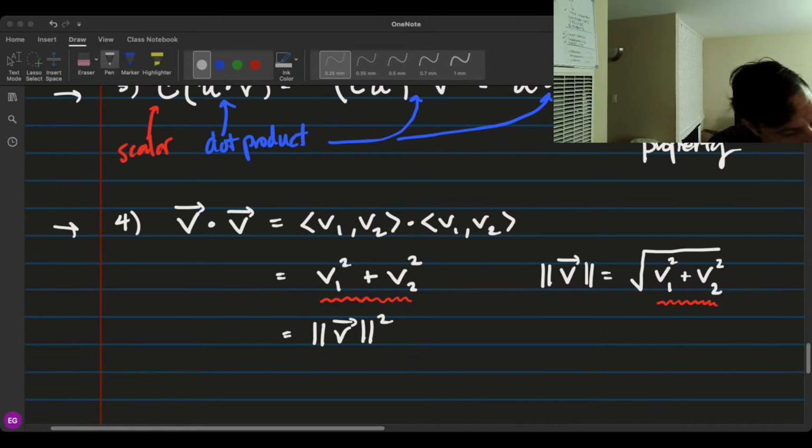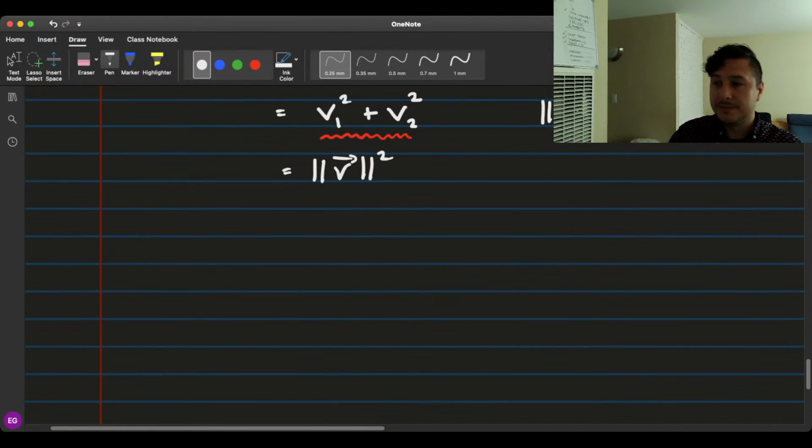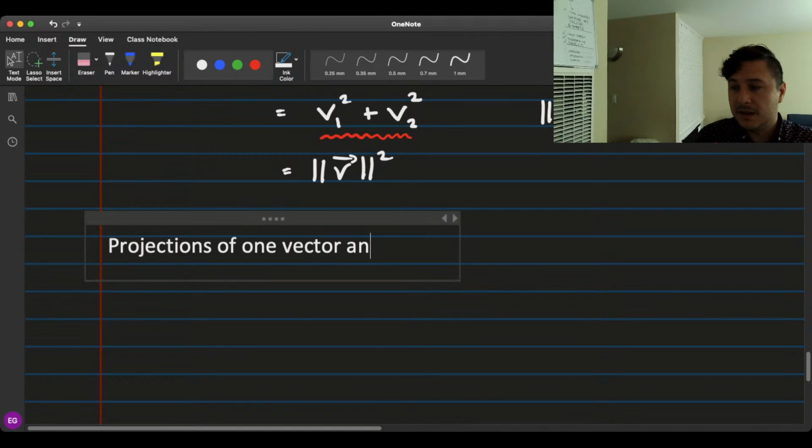We are done with the dot. Actually, yeah, we got one more thing to cover on the dot product. Okay. So let's use the dot product to figure out something cool. Let's talk about projections. Projections of one vector onto another.